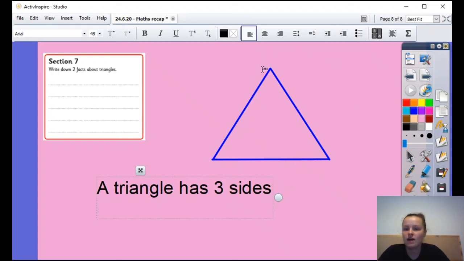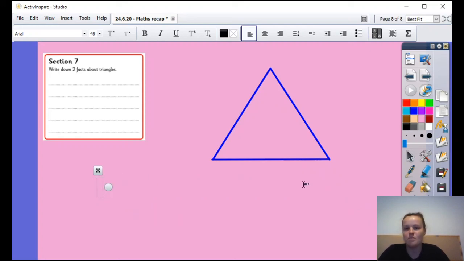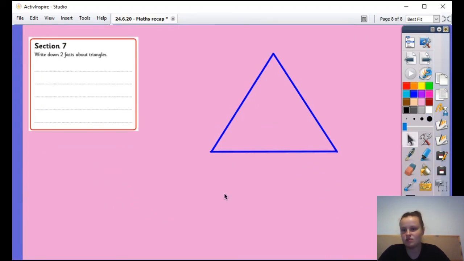It also has 3 vertices, which are the corners. So I'm just going to put 3 corners for now. Fantastic. Maybe you thought of different facts. You thought of a different fact for this triangle.